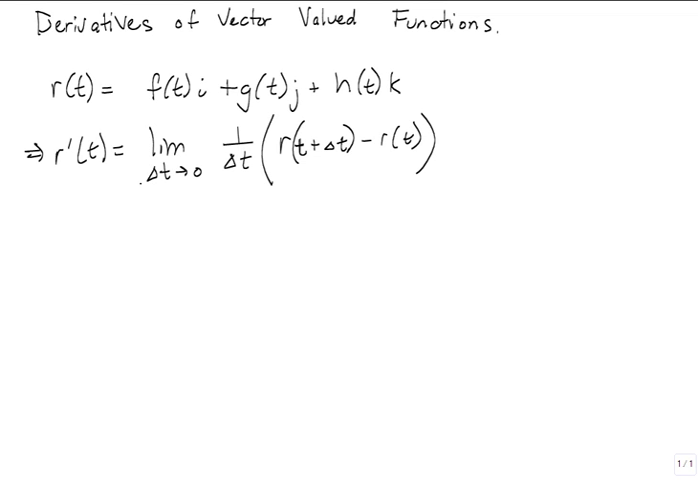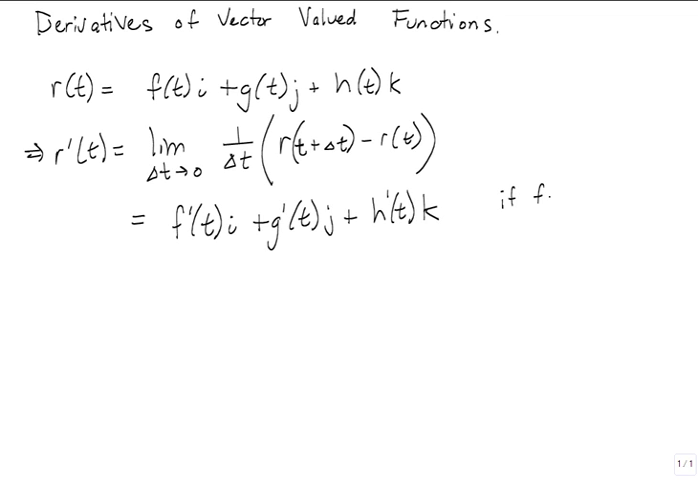And when we do that, and separate r into its components f, g, and h, then this is equal to f prime of t i plus g prime of t j plus h prime of t k, if f, g, and h are differentiable. It means they have derivatives.